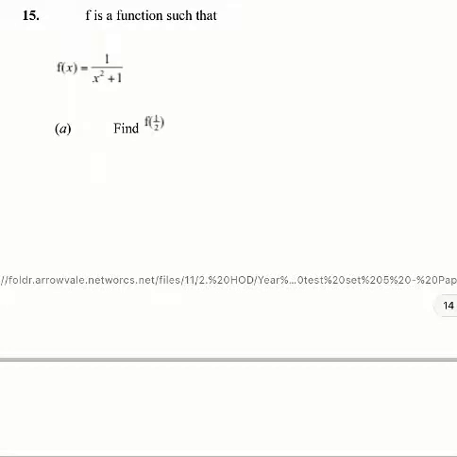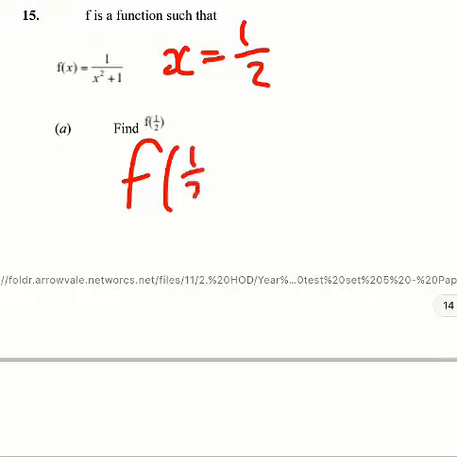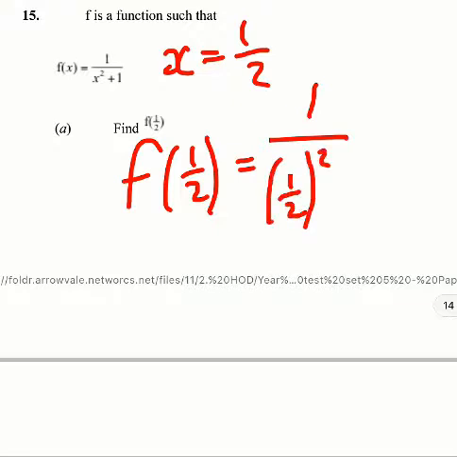We are given a function 1 over x squared plus 1 and asked to find f of half, which means that we substitute x for 1/2 into this function. So f of half will be equal to 1 over 1/2 squared plus 1.